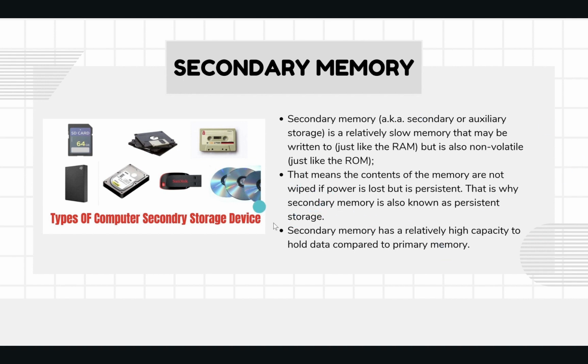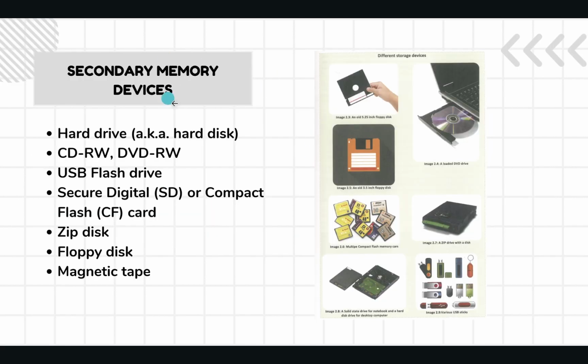So here the same thing is written: the contents of the memory are not wiped if power is lost but are persistent, and that's why secondary memory is also known as persistent storage. And secondary memory has relatively high capacity to hold data compared to primary memory. Here are some examples of secondary memory devices. The most famous ones, I think, are CD, DVD, flash cards, and stuff like that.